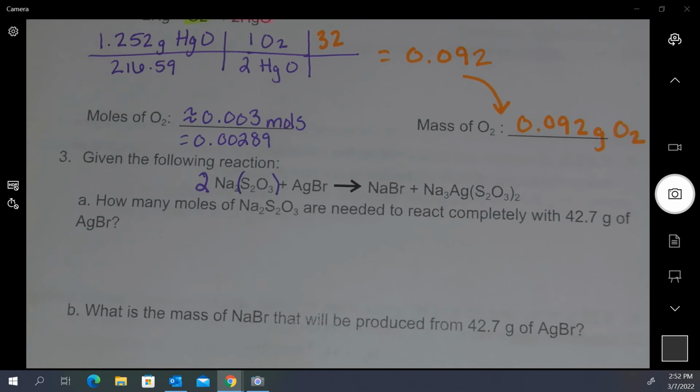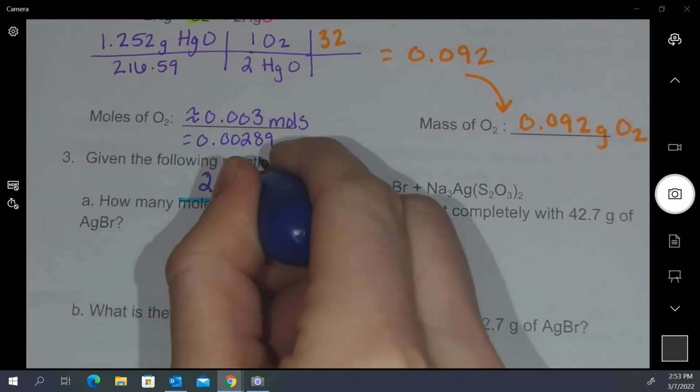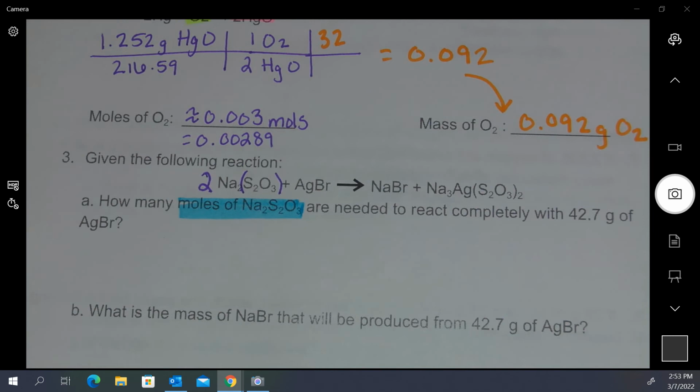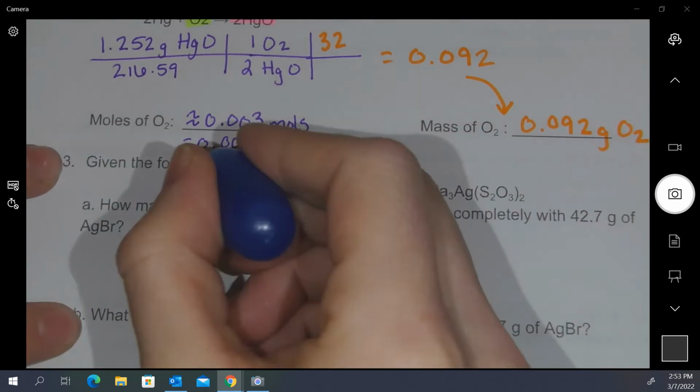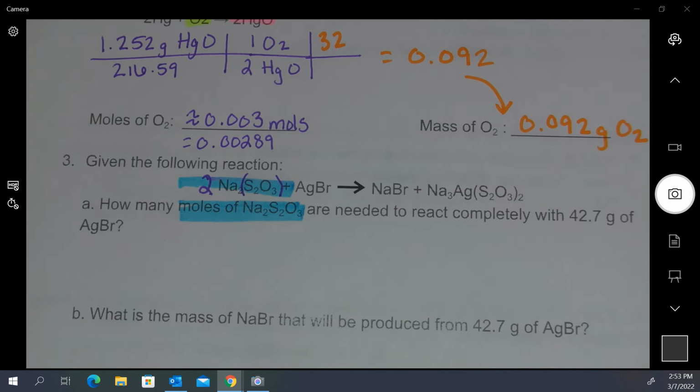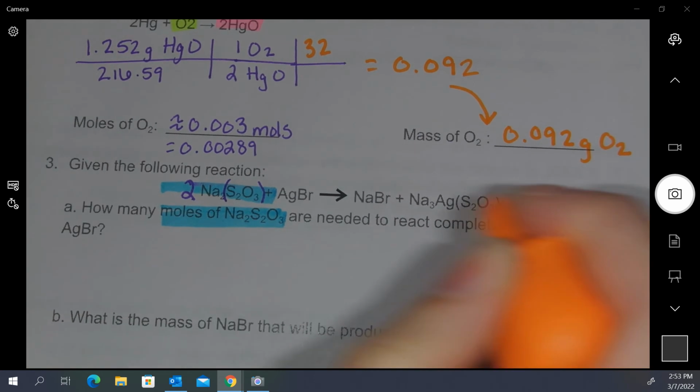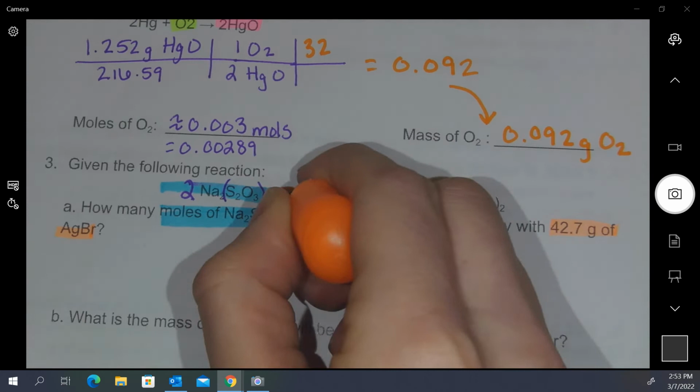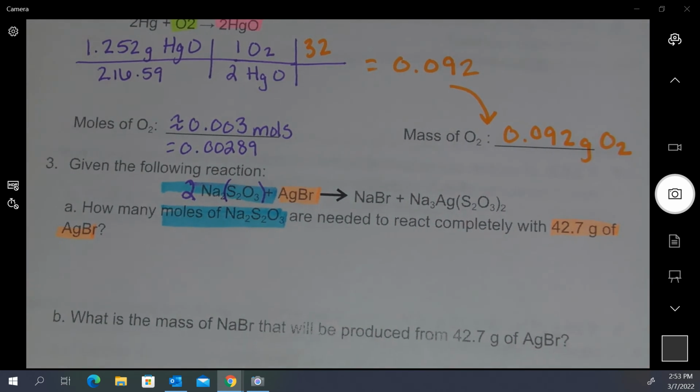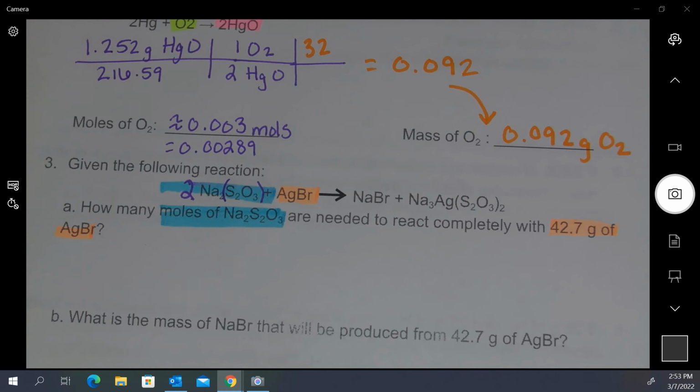A says how many moles of Na2S2O3 are needed to react completely with 42.7 grams of AgBr. So this has a question in it. It wants to know moles of Na2S2O3, which I'm going to highlight in blue right here. It gave us 42.7 grams of AgBr. So we have our want and our given figured out. Next, we just have to plug and chug.